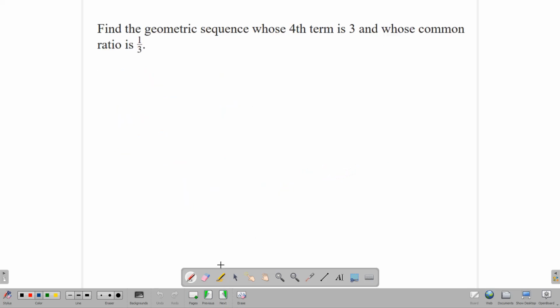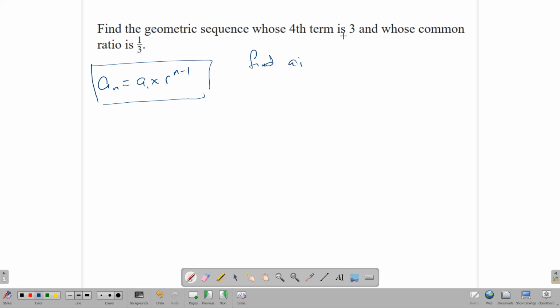Next question. Find the geometric sequence whose fourth term is 3 and whose common ratio is 1/3. So again, we need to find the general form of the sequence. An is equal to A1 times r to the n minus 1. We need to find this first. We know what the fourth term is. We know what the common ratio is. In this case, we do not know what A1 is, so we need to find A1. We have information that we can use to find it.